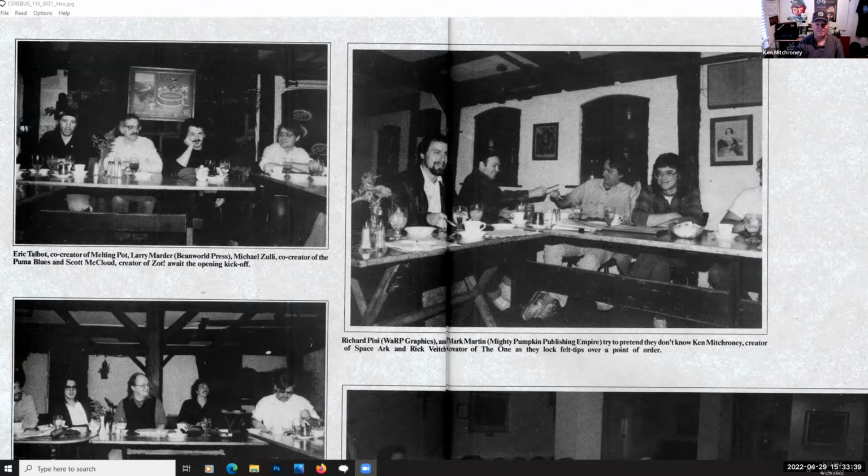What am I throwing food at Rick Veach? I think you guys are, it says you're locking felt tips over a point of order. Yeah. Take that, you rotter. Richard P. and Mark Martin, scene from Robin Hood. Try to pretend they don't know Ken Mitchroney, creator of Space Ark, and Rich Veitch, creator of The One, as they lock felt tips over a point of order. Oh, that's hysterical. I was a young man there once.